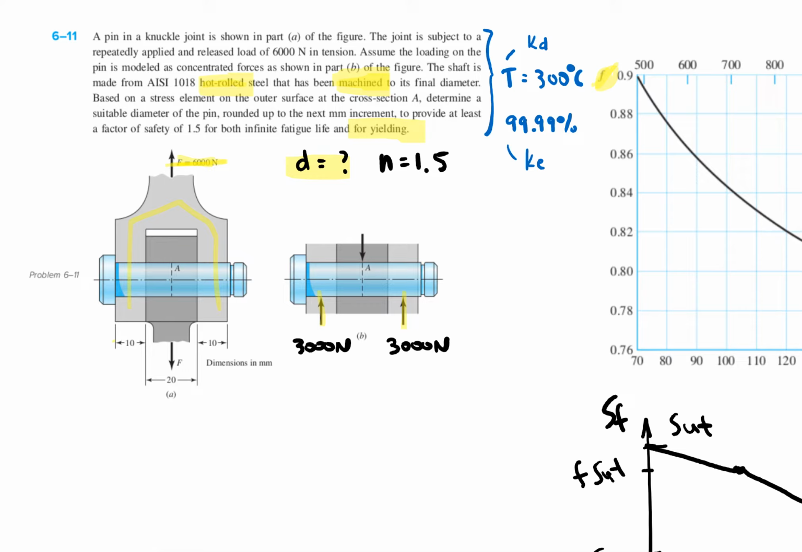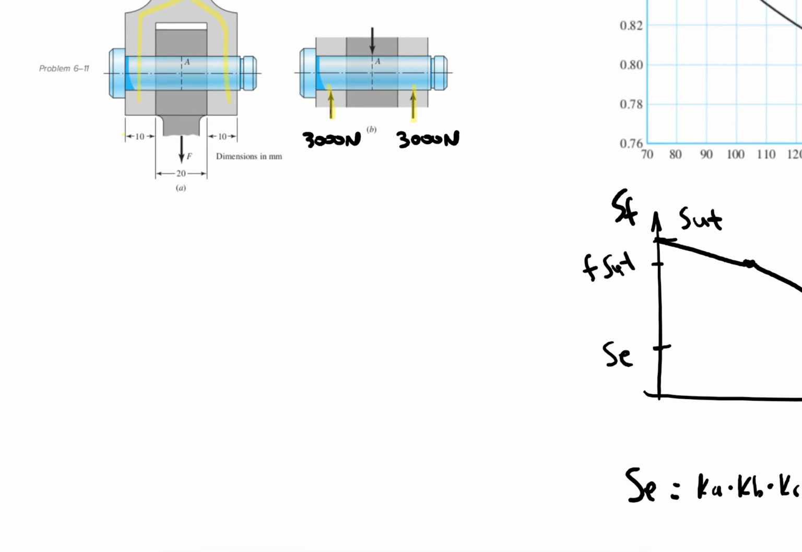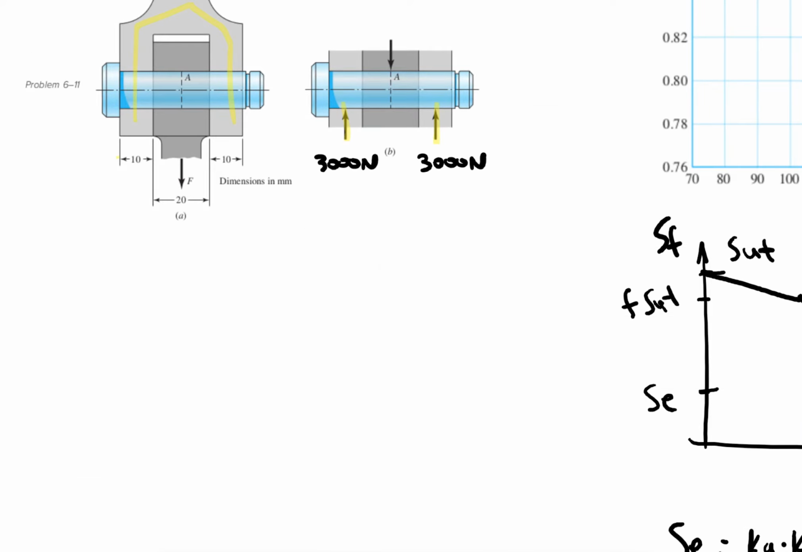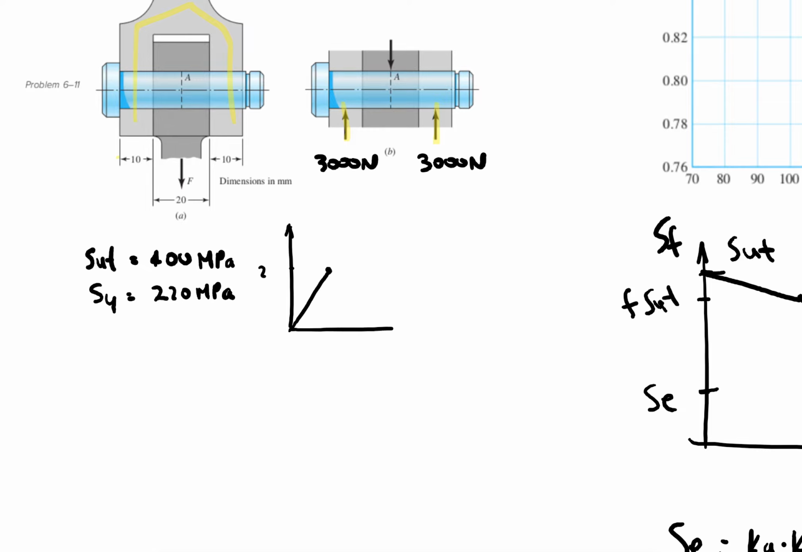based on yielding. So from this steel, I'm going to need the properties. I look those up in table A-20, and I find out that the ultimate strength is 400 megapascals, and the yield strength is 220 megapascals. This is not necessary, but just so that you have an idea, I have a yield strength here of 220, and then an ultimate strength somewhere here of 400 megapascals, right?